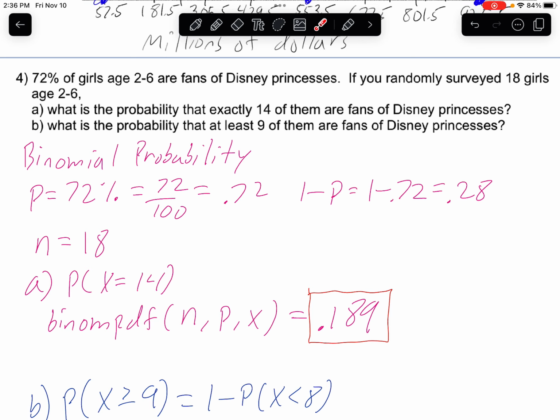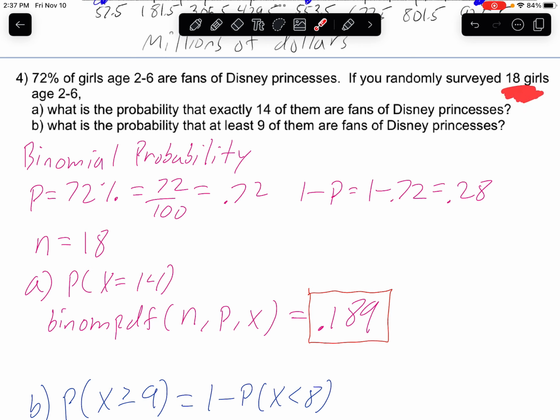Each time we survey one of these girls, there's a 72% chance that they're going to say yes. So that is your probability, P. Right? So the probability that a girl is going to say no is equal to 1 minus 0.72 or 0.28. This is a binomial probability because there are only two outcomes for each trial. Right? Each trial has either a yes or no answer.